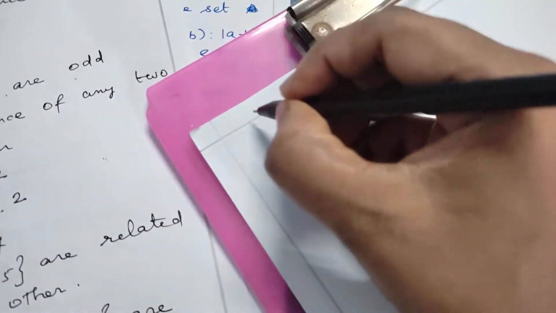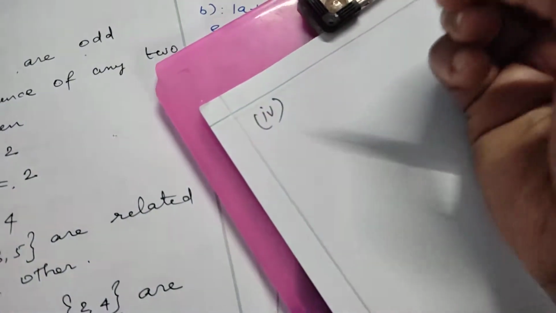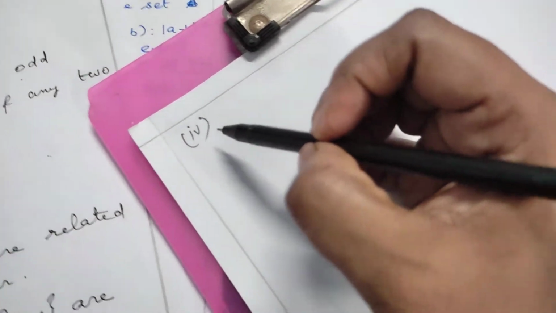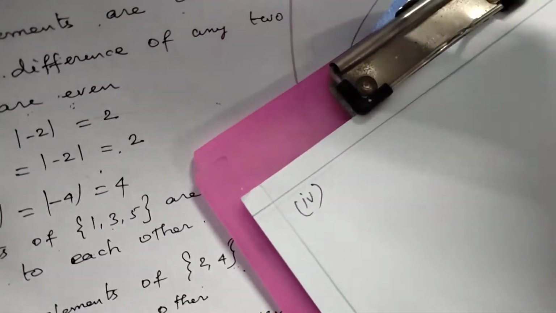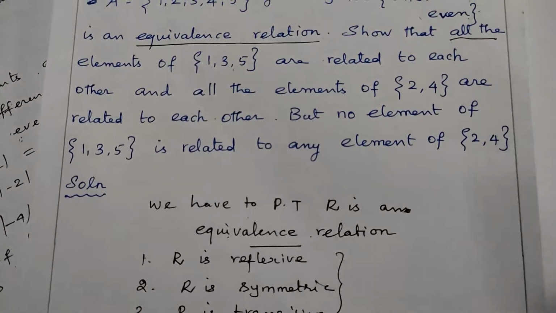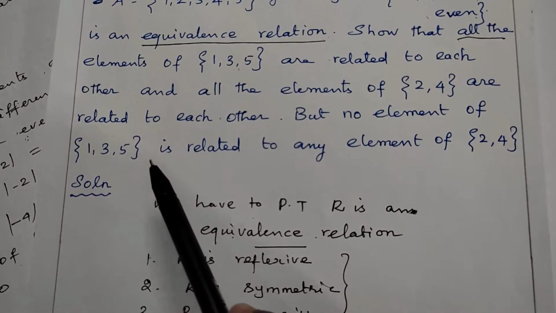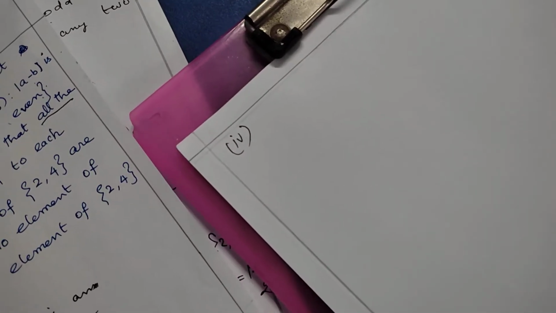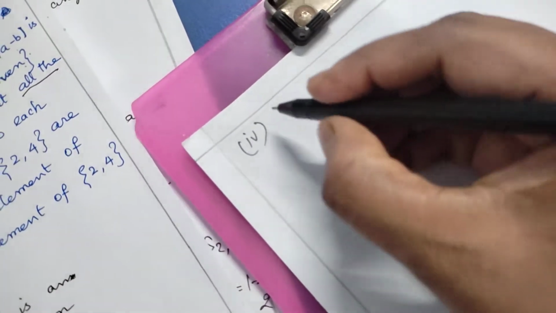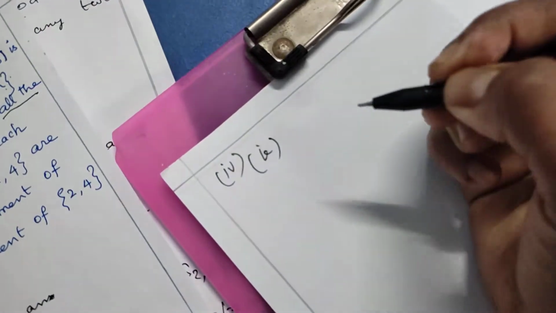That will be the fourth condition. What we have to prove in the fourth division is: no element of the set 1, 3, 5 is related to any element of 2, 4. This is what we are going to prove here.